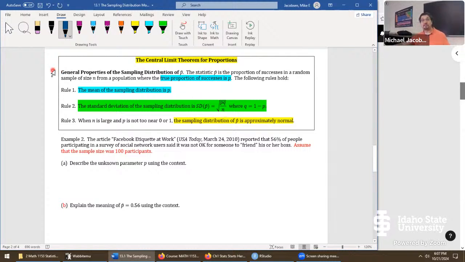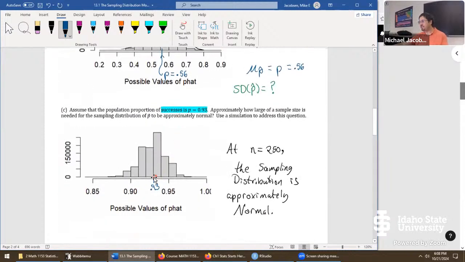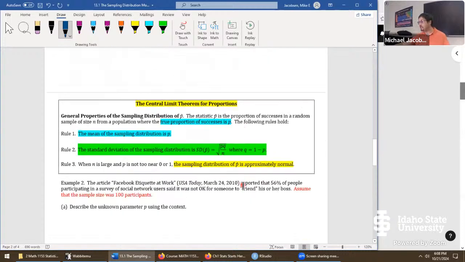So here's what the central limit theorem says altogether. The statistic p hat is a proportion of successes in a random sample of size n from a population where we have a true proportion of successes p. If that's the case, then the mean of the sampling distribution is always p. That's what we were doing up here pictorially. The center, or the mean, is right at the value of the true proportion of successes.